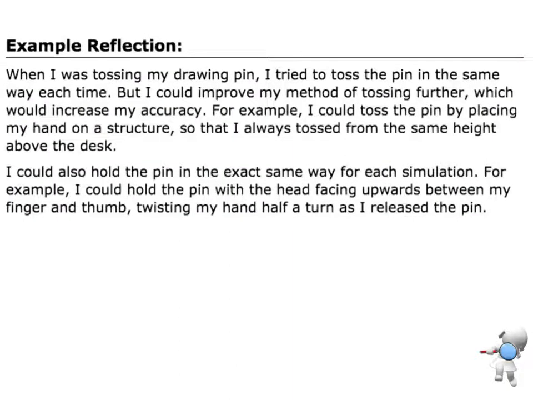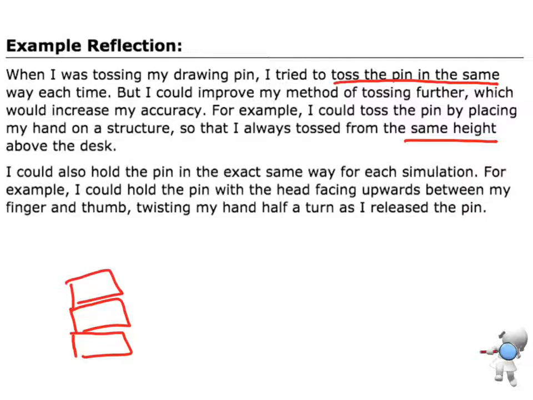In terms of a reflection, one of the things that I wanted to try and do was toss the pin in the same way. If I redid this experiment again, could I improve that? So I've said, for example, I could toss the pin by placing my hand on a structure so that I always tossed it from the same height above the desk. I might make myself a stack of books, and then I can place my hand on that stack of books and literally drop the pin from there and see how it lands. So that would be one thing I could do.